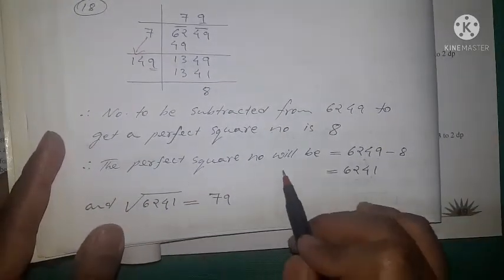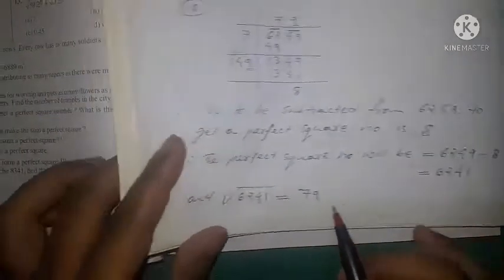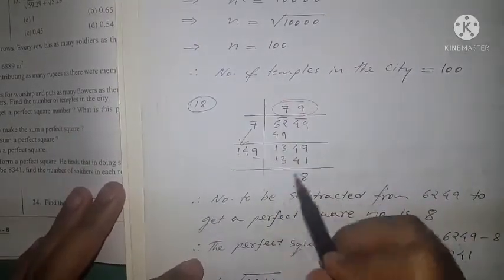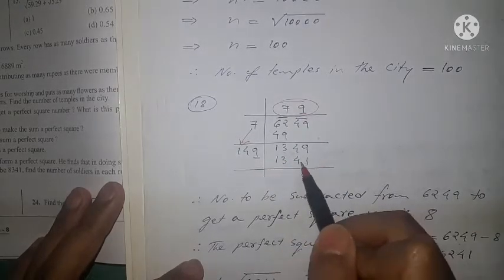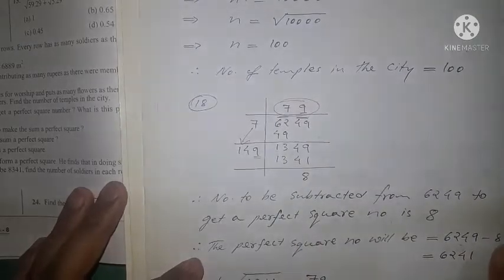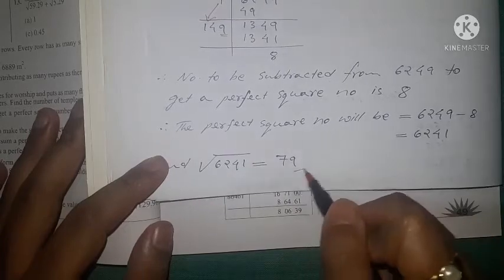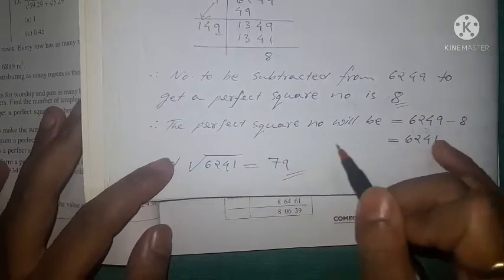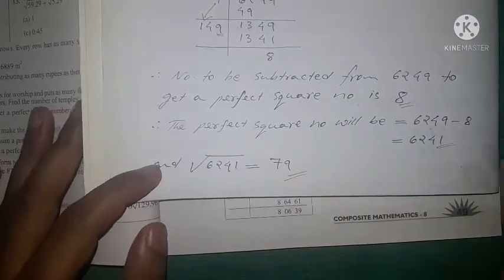So the perfect square number will be 6249 minus 8, which gives us 6241. If it becomes 6241, then obviously this will be the square. The square root of 6241 is 79. So to get a perfect square we must subtract 8, the perfect square number is 6241, and the square root of that is 79. So these are the answers.